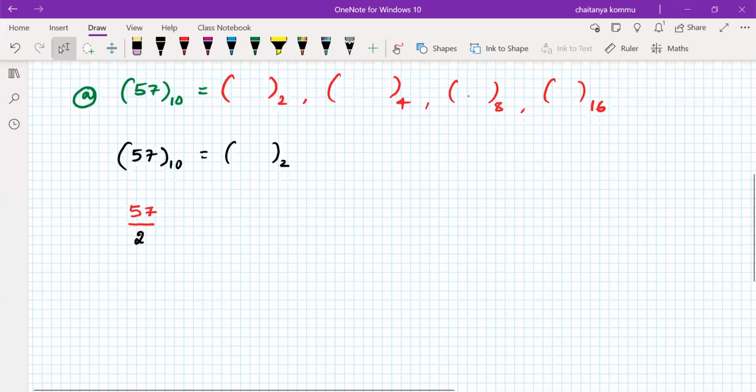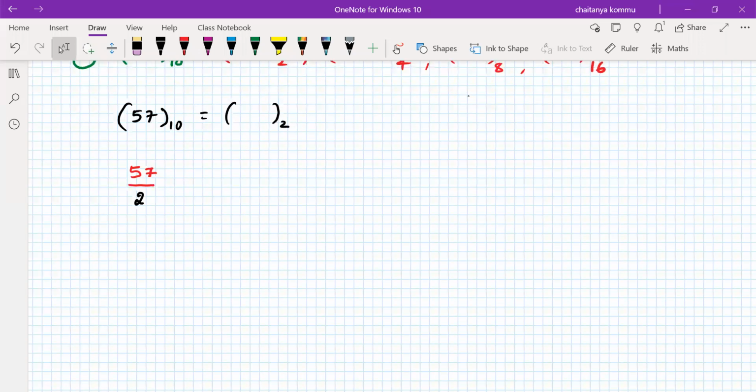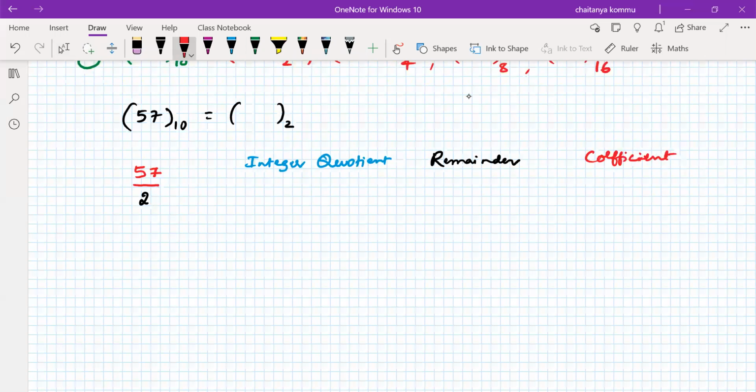For example, if I want to convert 57 base 10 into radix 4, then what I have to do? 57 divided by 4. If 8, then 57 divided by 8. If 16, then 57 divided by 16. So from the division point of view, we will find the integer quotient. As we know, the remainder is also there, and of course there is a quotient. These are the things we will get from the division, generally.